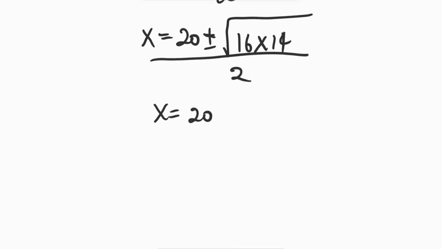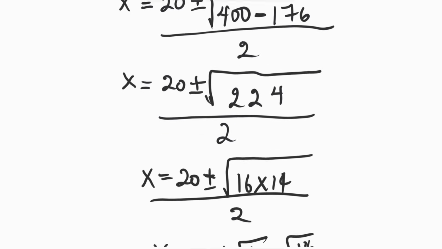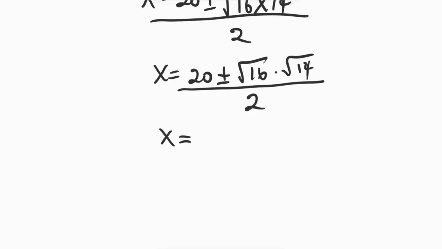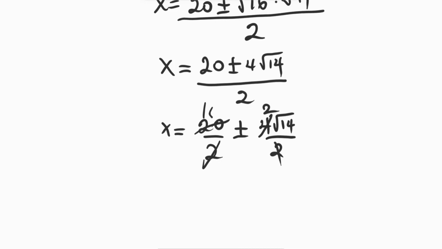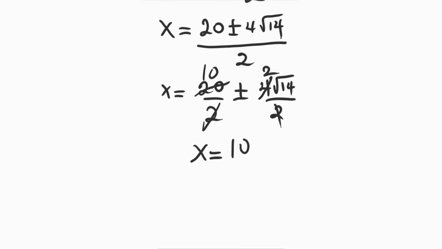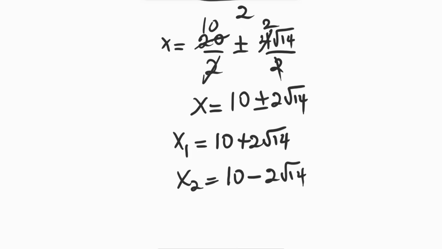So now x is equal to 20 plus or minus root 16 times root 14, divided by 2. Square root of 16 will give us 4, because 4 times 4 is 16. So plus or minus 4 root 14 divided by 2. And we can break this up such that we have 20 over 2 plus or minus 4 root 14 divided by 2. Here we have 10. So we have our x to be 10 plus or minus 2 root 14. That means our x1 is 10 plus 2 root 14, and x2 is 10 minus 2 root 14.